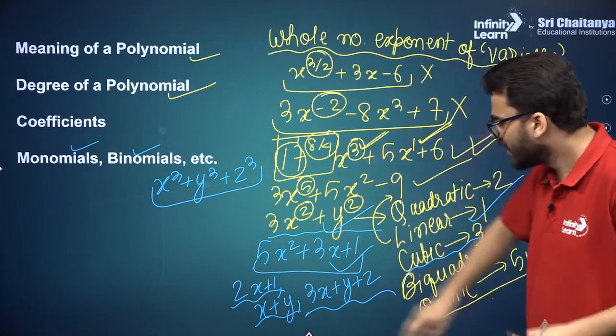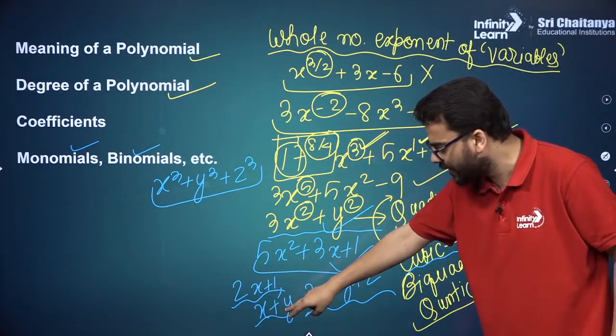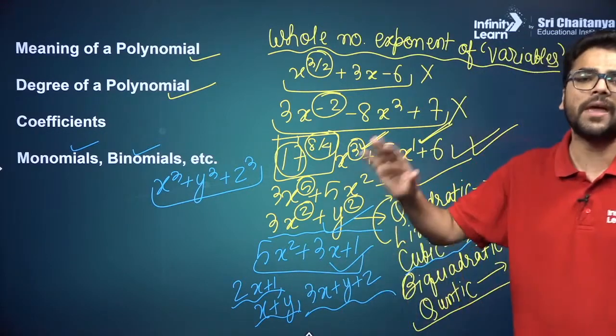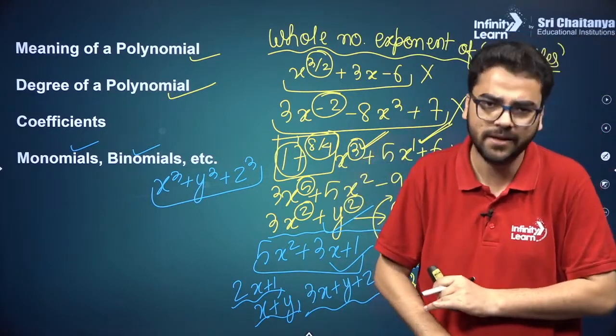In the same manner, you see a linear polynomial in 1 variable, linear polynomial in 2 variables, linear polynomial in 3 variables. Any number of variables can be there. It will still be a linear polynomial.